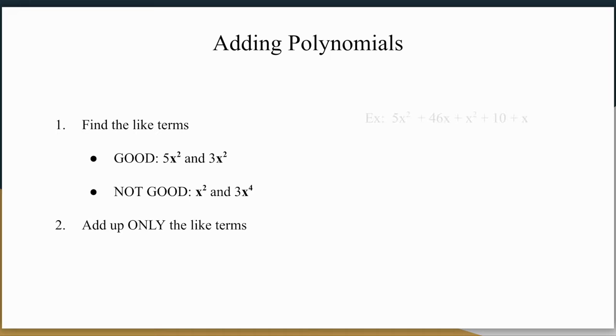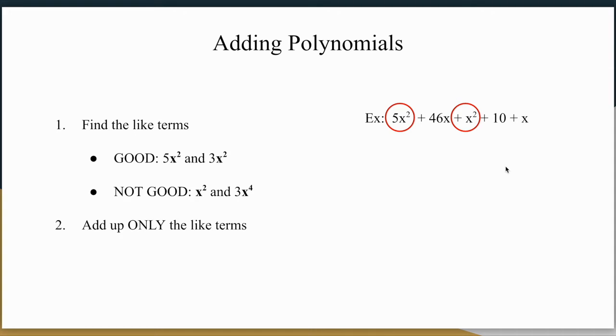Okay. So here we're going to do an example, which is 5x squared plus 46x plus x squared plus 10 plus x. Okay. So from here, we can see that 5x squared and x squared are like terms. Why? Because they have the same variable x and the same exponent, which is 2. Okay, now we're going to circle them. Now we also see another set of like terms, which is 46x and x. Why are they like terms? Because they both have the same variable x and the same exponent.